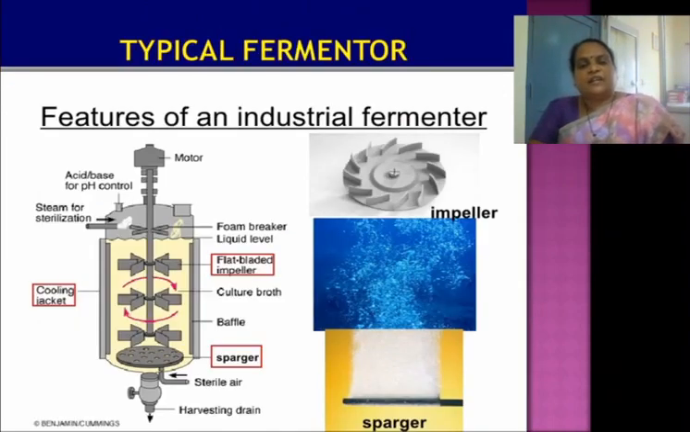This is the diagram that shows a typical fermenter, again an industrial fermenter. Here you can clearly see the sparger with the holes, impeller blades, the motor that is driving the impeller, pH control device, steam injection port, cooling jacket, the harvesting or drain point, etc.